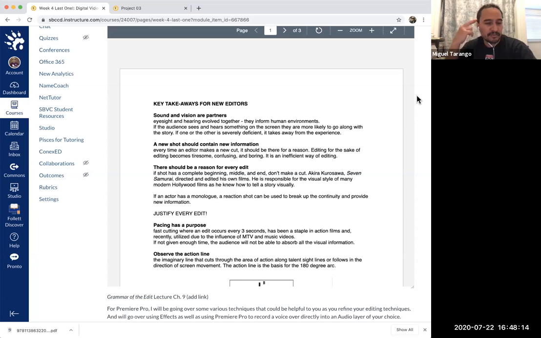Things to think about. As we're making content and editing, we have to remember that sound and vision are partners. Especially with editing, we typically just talk about the visuals, and the sound is an afterthought or something to cut to, but we should think of them as equal. And in general, for most of the stuff that we'll be cutting, we have to take both things into consideration.